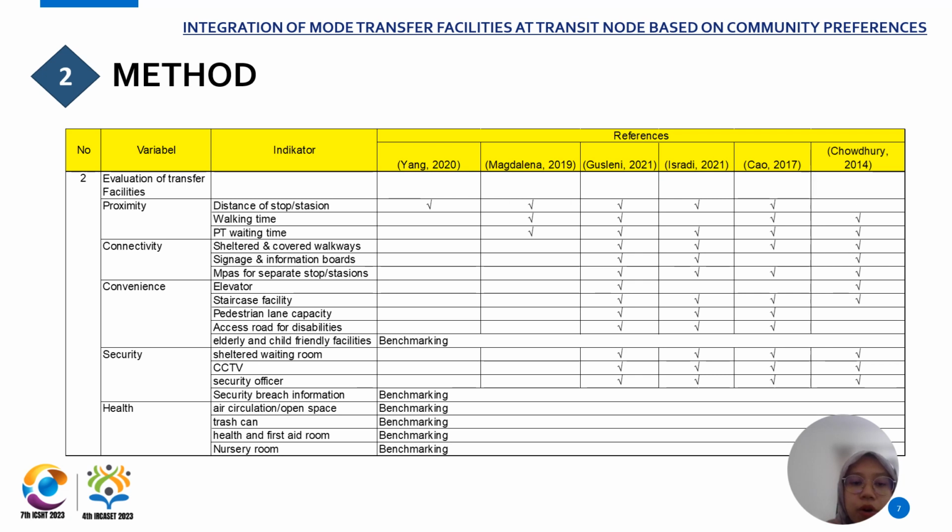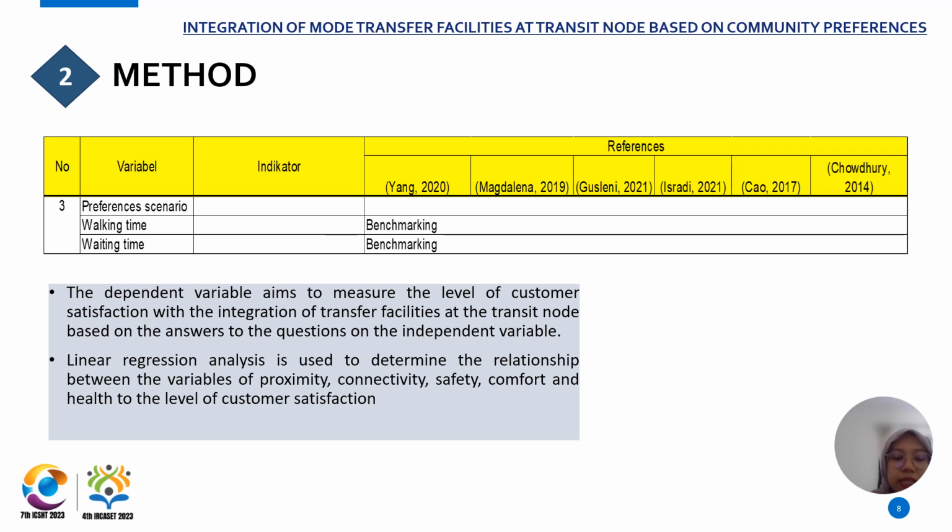The variables for evaluation of transfer facilities are proximity, connectivity, convenience, security, and health. And each variable has several indicators. For the preferences scenario, there are walking time and waiting time. The dependent variable aims to measure the level of customer satisfaction with the integration of transfer facilities at the transit node based on the answers to the questions on the independent variables.